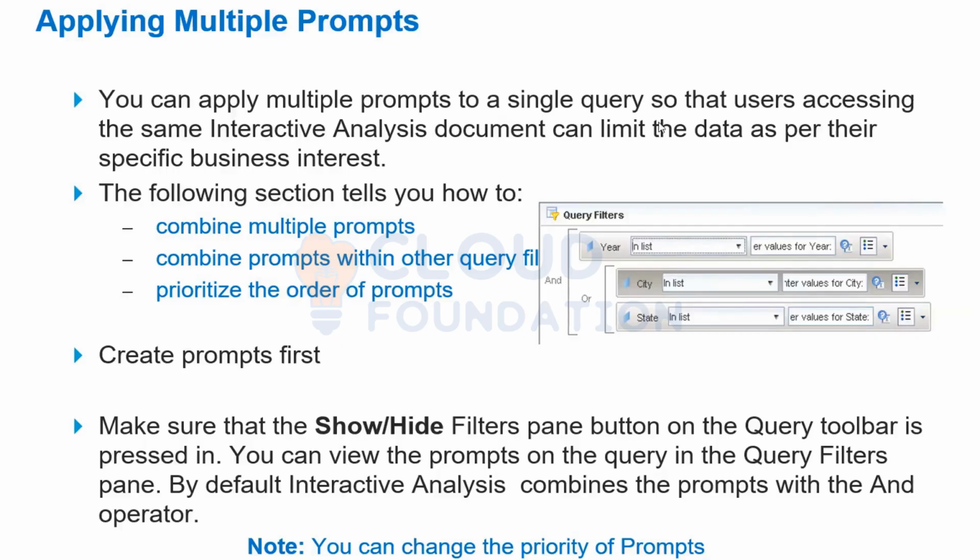You can apply multiple prompts to a single query, so that users accessing the same interactive analysis document can limit the data as per their specific business interests. The following section tells you how to combine multiple prompts, combine prompts with another query, and prioritize the order of prompts. Here also, we can prioritize whether we want to keep the year as a high priority or the state as a high priority. Based on that, we can create.